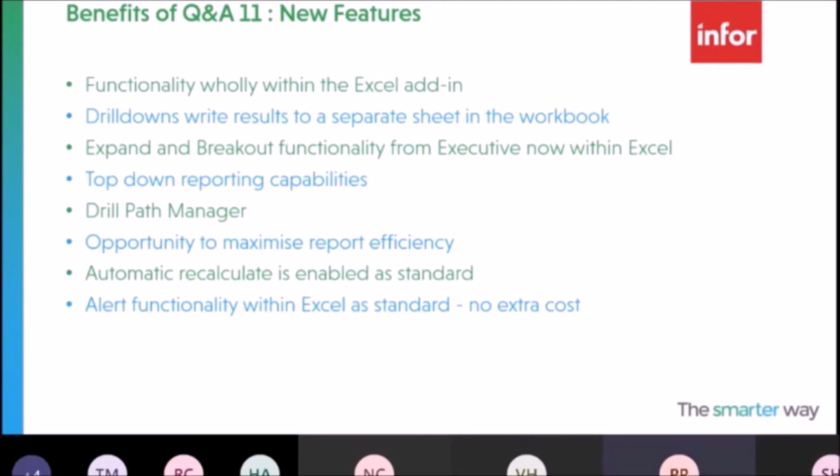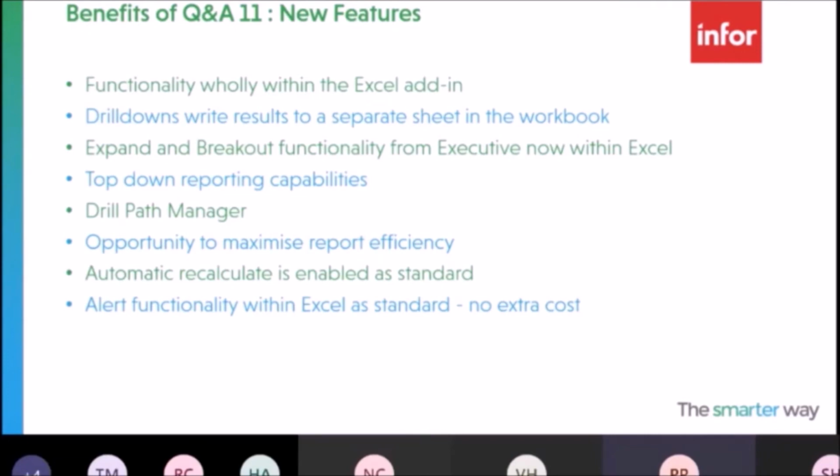We also have two new pieces of functionality for Excel, which are expand and breakout. If you've ever used or seen Executive, this means you are able to interrogate the data in your spreadsheet in new ways. We'll look at that, and it's much easier to see exactly what that functionality does. But expand allows you, from an attribute, to look at the data within a workbook, and breakout allows you to create separate sheets based on other criteria.